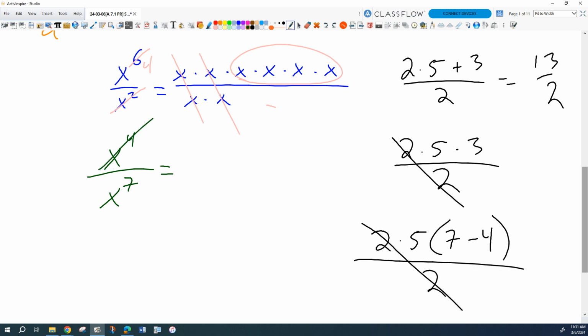I'm going to cancel all of the x fourths off of the top, which leaves me how many on the bottom? 3. Oops, that's bad, 3. I got so excited I couldn't write the 3 there. 1 over x cubed. I get pretty excited about math sometimes. Sorry. Okay? Make sense? All right.